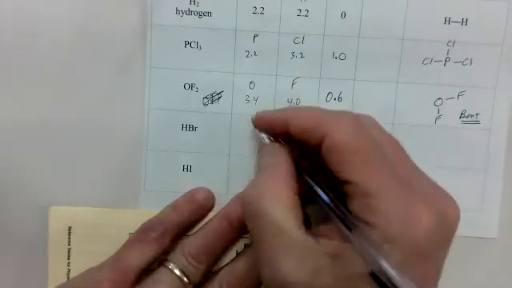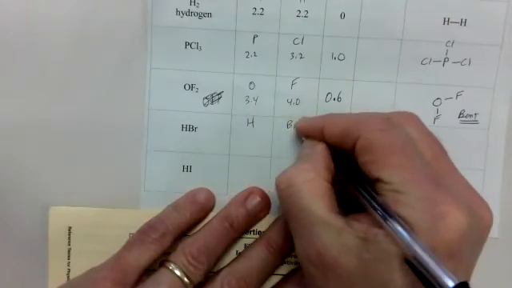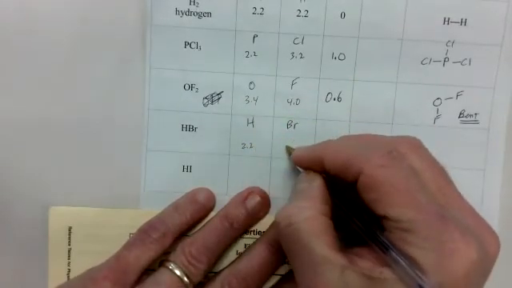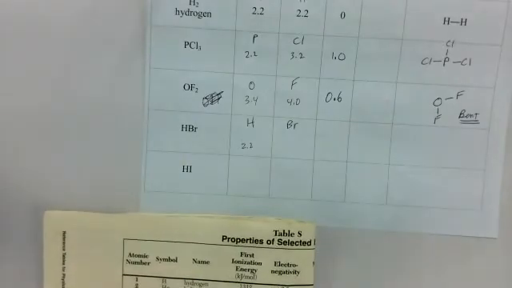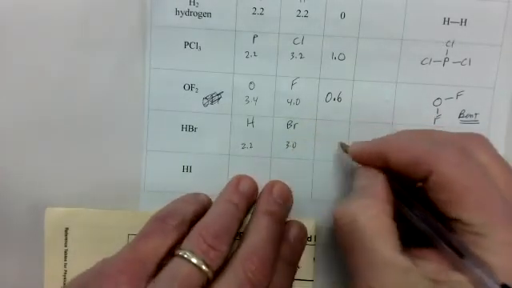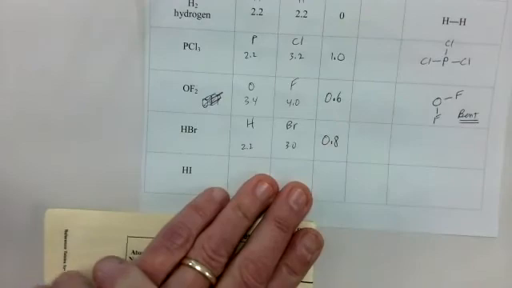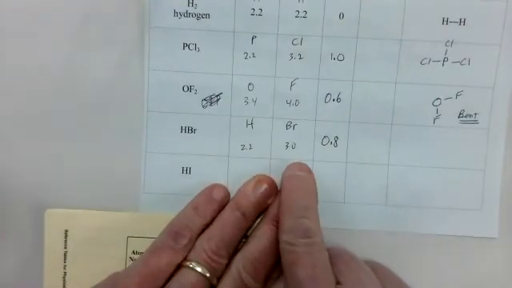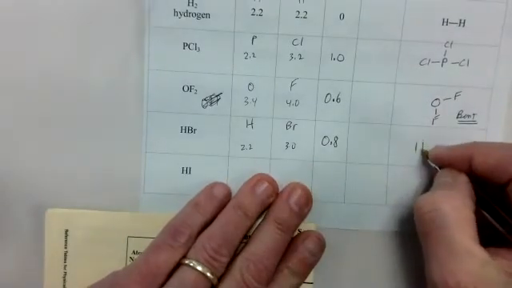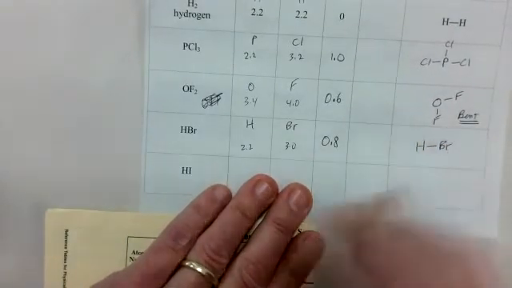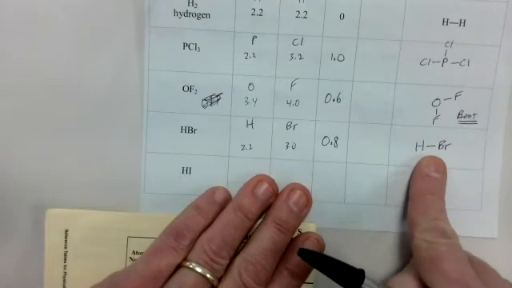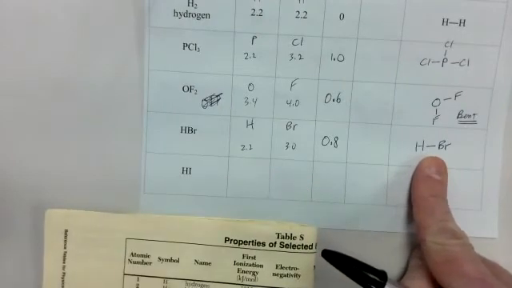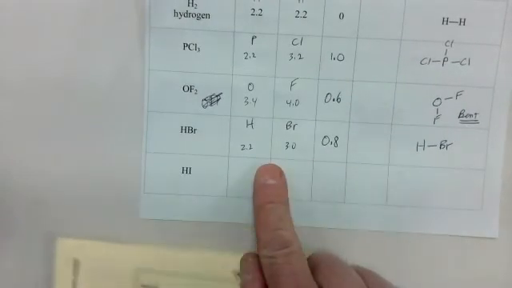HBr. H and Br. H has a 2.2, and bromine, I can't always remember them, 3.0. The difference here is 0.8. Now hydrogen has 1 dot, and bromine has 7, so it's going to go together like this, HBr. 1 single pair of electrons bonded together, and it's going to be a polar bond.